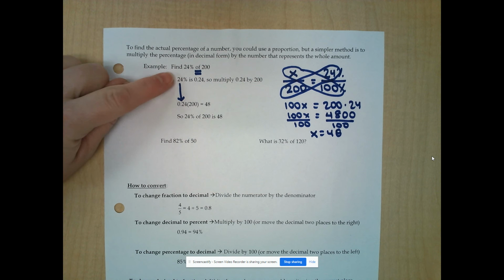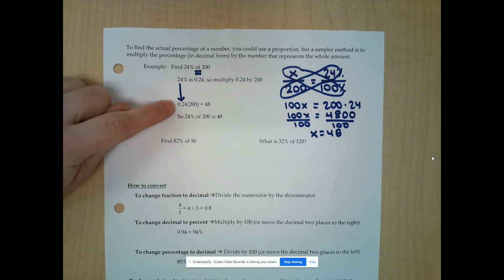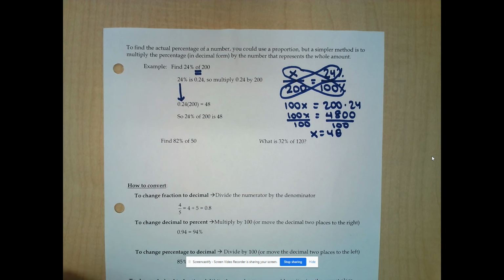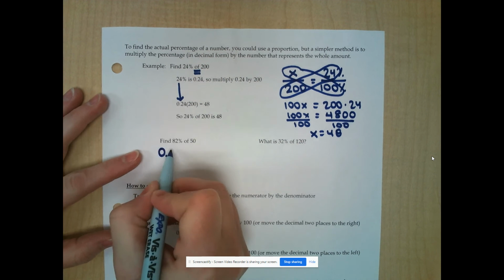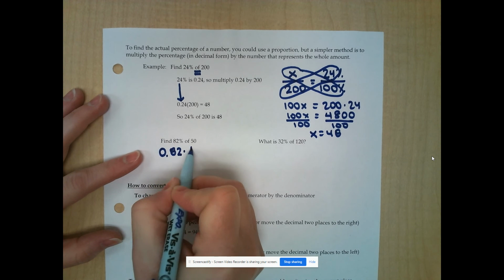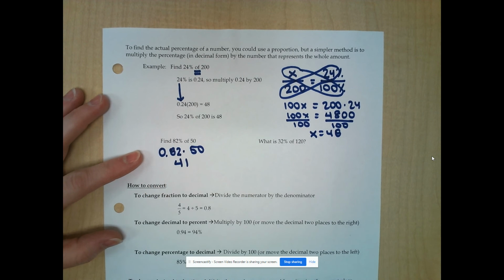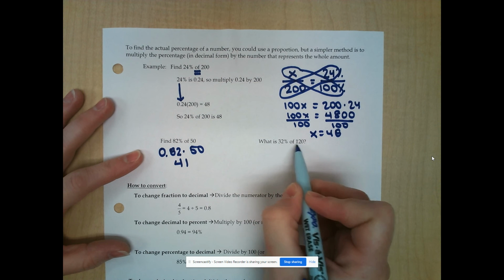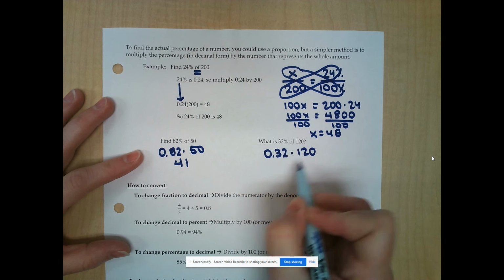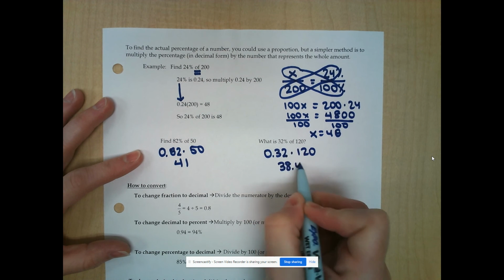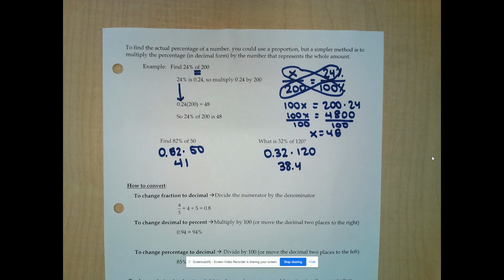So you can either multiply, remember this has to be the decimal version, multiplied by the number you want to find the percent of. So find 82% of 50, we would do the decimal version of 82%, 0.82 times 50, and we would get 41. What is 32% of 120? 0.32 is the decimal form times 120, and the answer would be 38.4. Both of those problems could be done with a proportion, but notice much, much faster by doing this way.